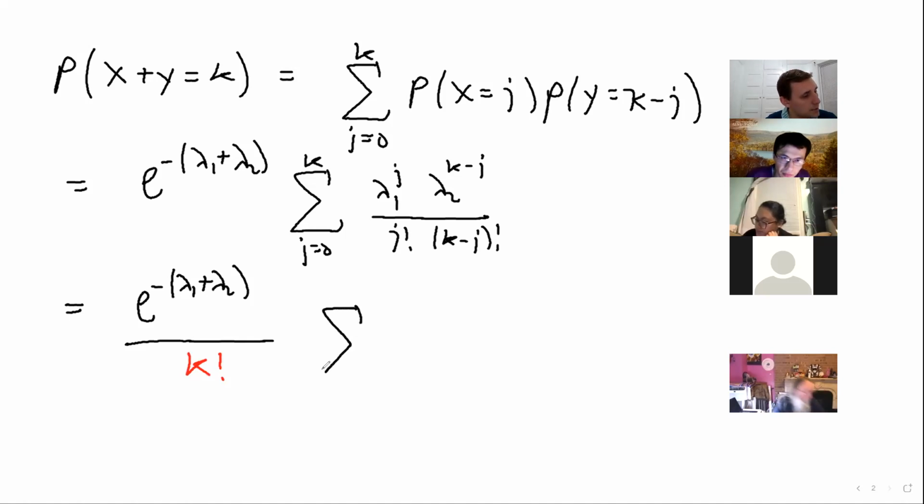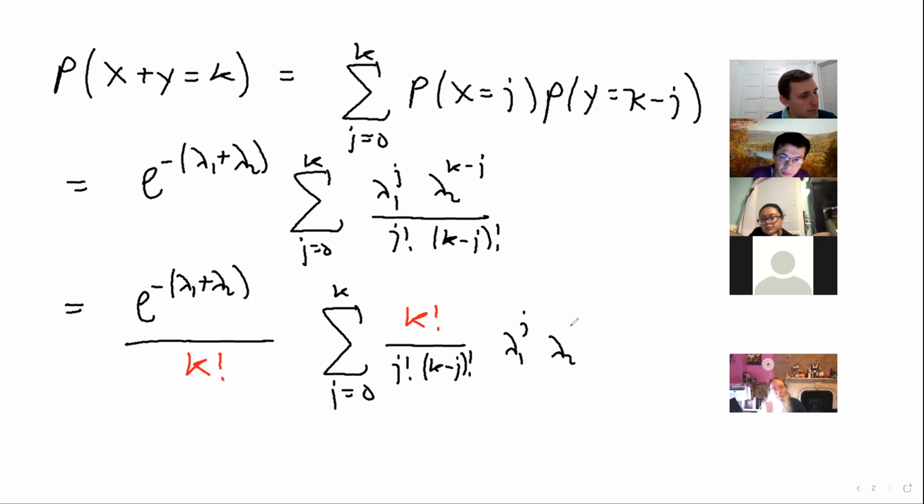That would be the same as k factorial, j factorial, k minus j factorial, lambda 1 to the j, lambda 2 to the k minus j. Yes? And what is this? This is the binomial expansion for lambda 1 plus lambda 2 to the power of k.